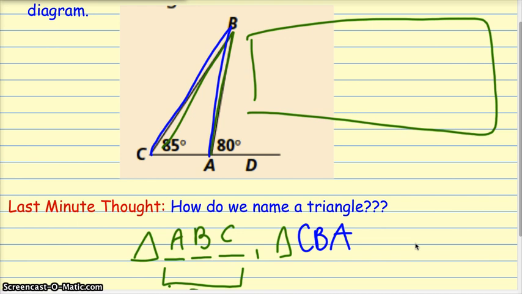I could also call it B, C, A. The only difference between that and the angle is using the triangle symbol so that we know it's closed as opposed to being open.